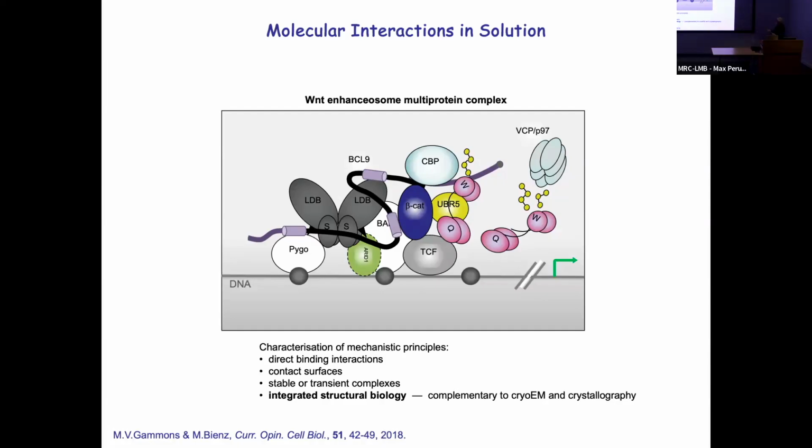So this is the sort of thing that we're looking at. We're trying to characterize which of those partners are direct binding interactions. We can identify their contact surfaces, and in some cases, we've done ligand screening to identify small molecules that will interrupt the binding. We can look at complexes either if they're stable or transient. It doesn't matter to us. We can still work out where the interaction surfaces are. But we should also emphasize that it is as part of an integrated structural biology effort, and we link into the information that we can obtain from other structural techniques as well.